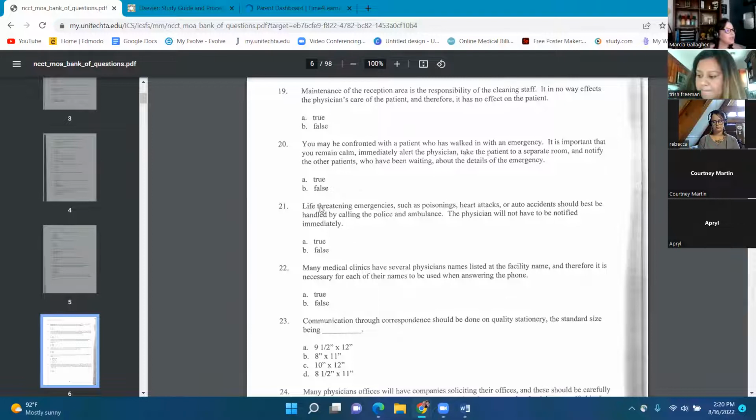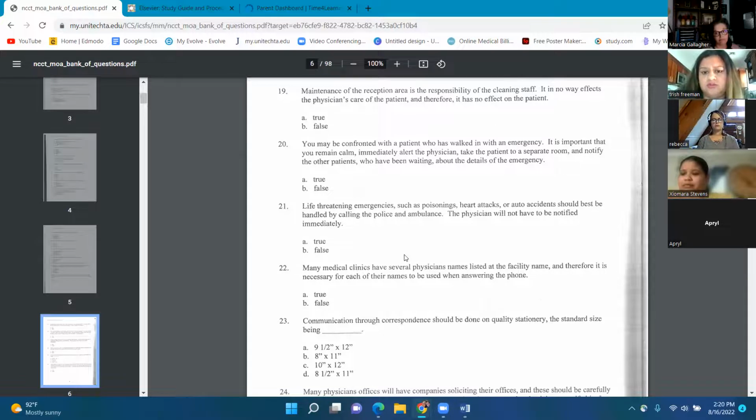Okay, number 21. Life-threatening emergencies such as poisonings, heart attacks, or auto accidents should be handled by calling the police and ambulance. The physician will not have to be notified immediately. False. If you were at the office and somebody came in with a really big emergency like a heart attack or poisoning, of course you have to tell the doctor.